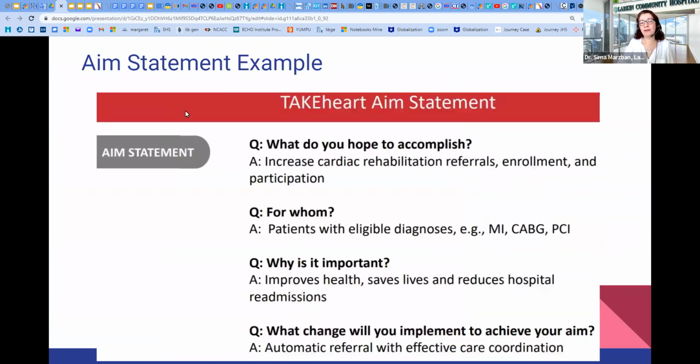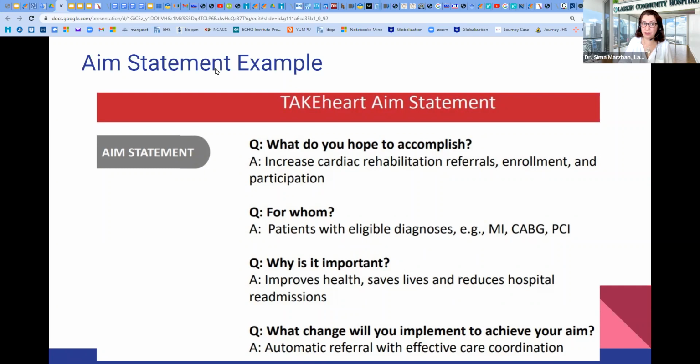Okay, in the aim statement, we are replying to these questions. What do you hope to accomplish? For example, increasing cardiac rehabilitation referrals, enrollment and participation for patients with an eligible diagnosis. This is the inclusion criteria for the audience participating in this research and included in our approach: patients with an eligible diagnosis, MI, CABG, PCI, to improve health, save lives, and reduce hospital readmission. This is the importance of it.